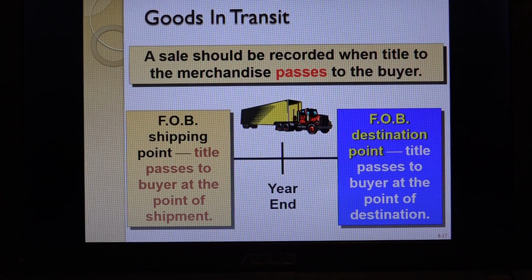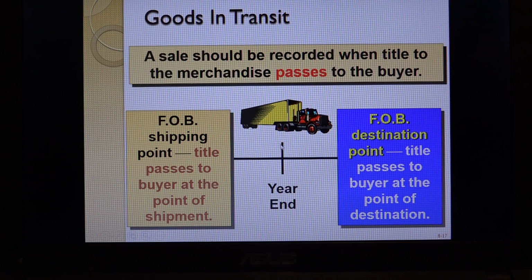Another reason why this is important, let's say these goods are on their way at the end of the year, and that's what this is showing here. Well, whose inventory are these goods that neither the seller or the buyer has, this third-party shipper has? Who records these goods in their ending inventory? Well, it depends on whether or not it's FOB shipping point. If that's the case, then the buyer is going to record those in their ending inventory. If it's FOB destination point, the seller is going to record that in their ending inventory.